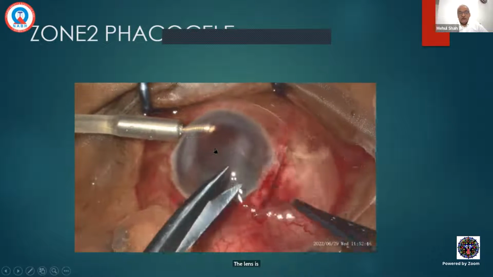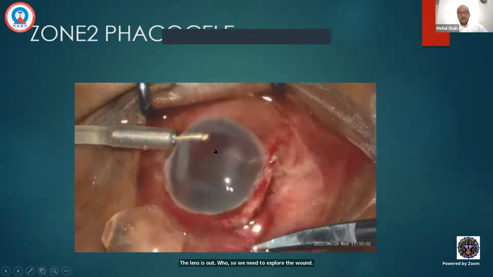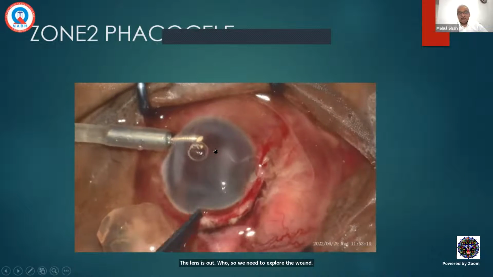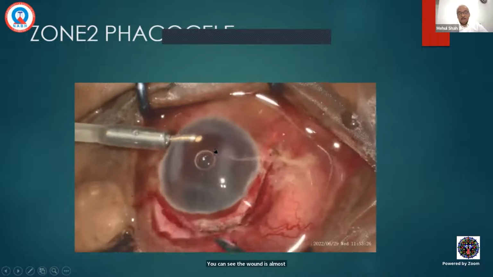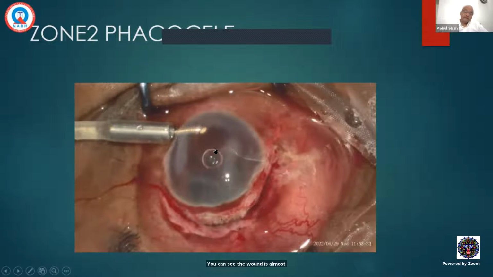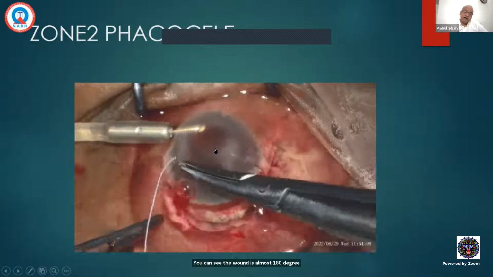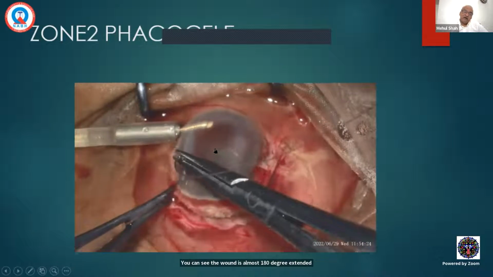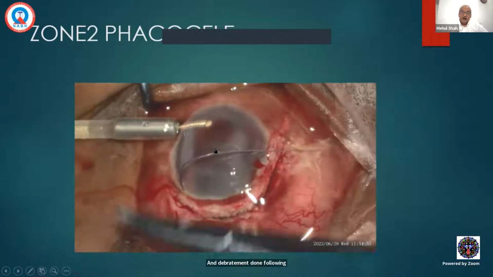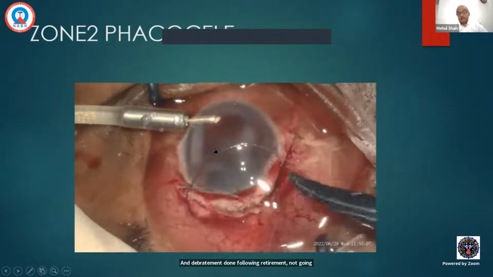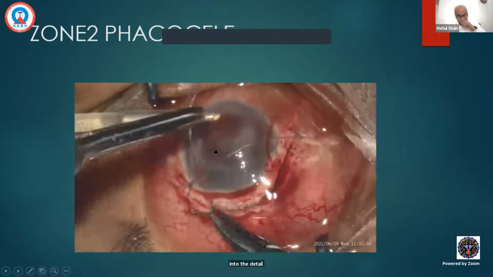So we need to explore the wound. We don't know how long the wound is. You can see the wound is almost 180 degrees extended. And debridement is done following vitrectomy. Not going into the detail. Sclera is sutured.